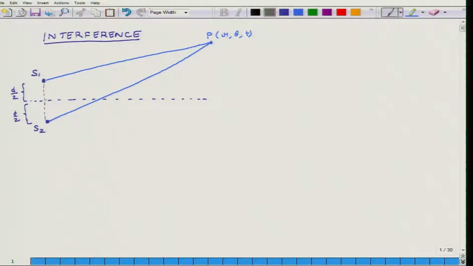So, r is the vector as indicated here. The distance between S1 and point P is R1, and the distance between S2 and point P is R2. The other thing is that we want to define what is theta. So, theta is the angle between vector r and the median line.